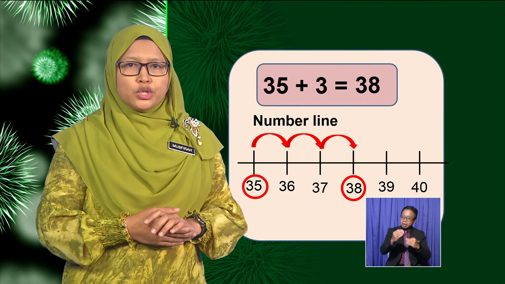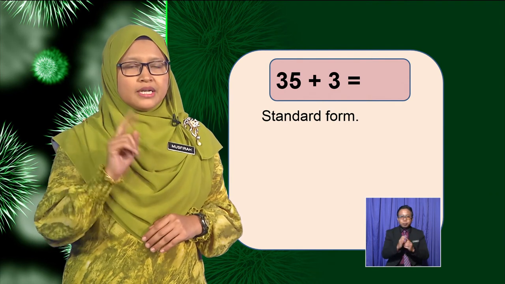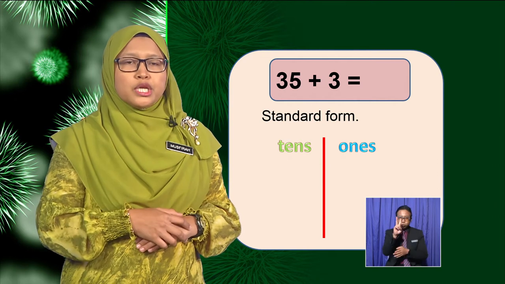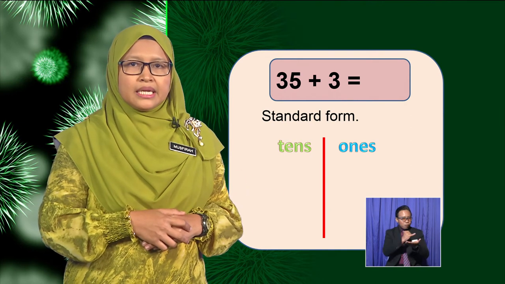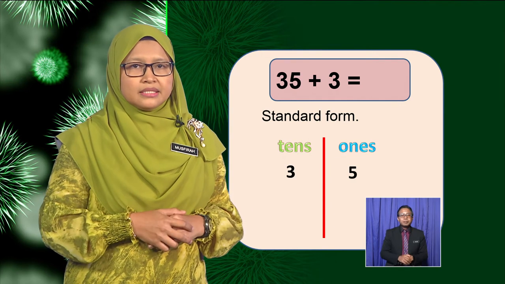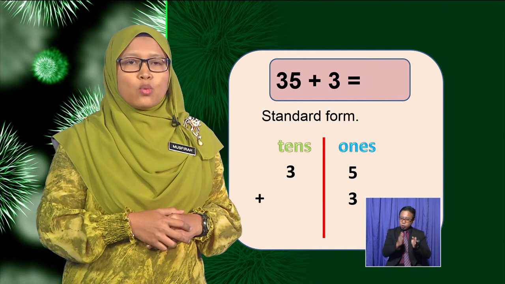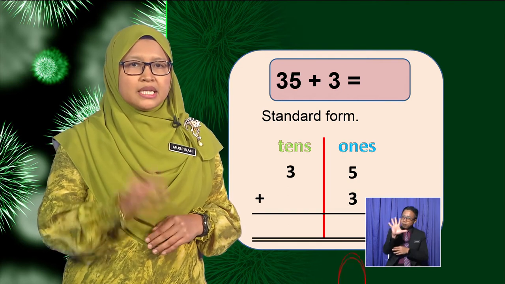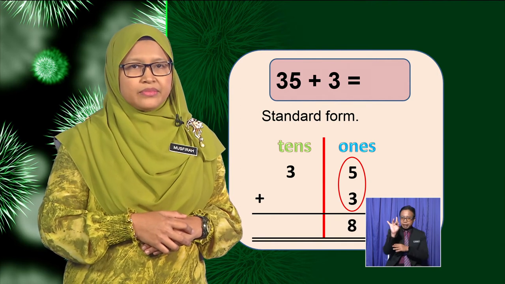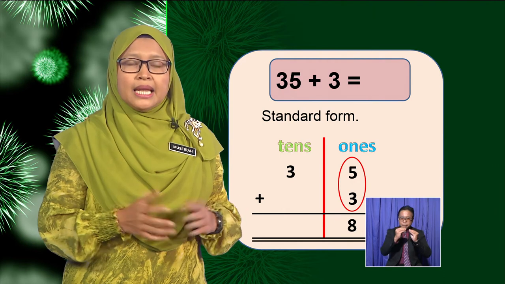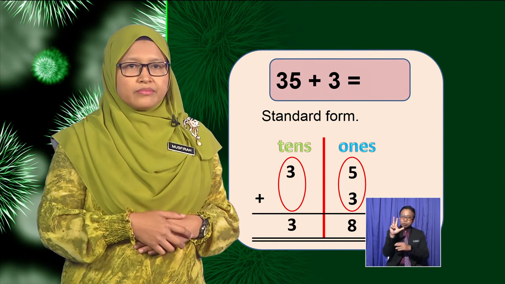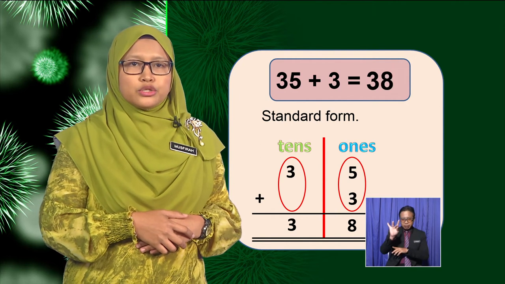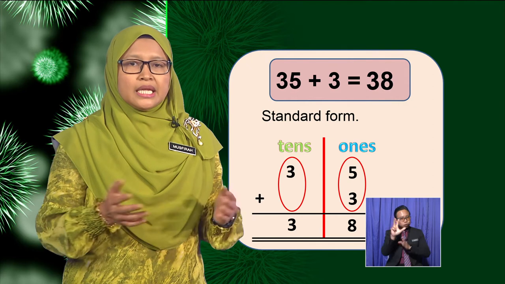Other than number line, you can also use the standard form. How to use the standard form? First, you have to draw 2 columns to write place value 1s and 10s. Then, write the number in the correct place value. After that, add the number in the column labeled ones. 5 plus 3 equals 8. Then, add the number in the column labeled tens. 3 plus 0 equals 3. The answer is 38. So, 35 plus 3 equals 38.